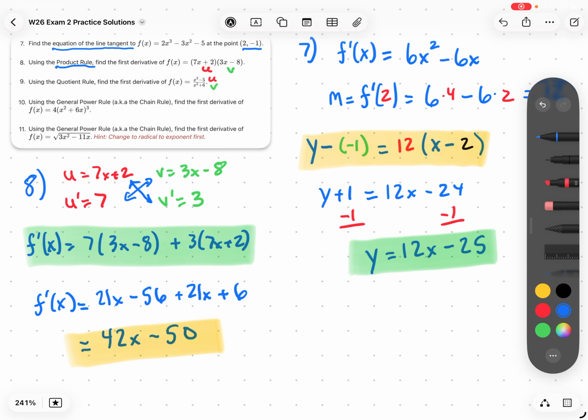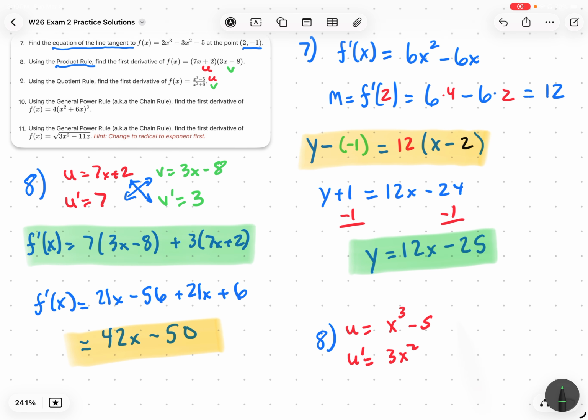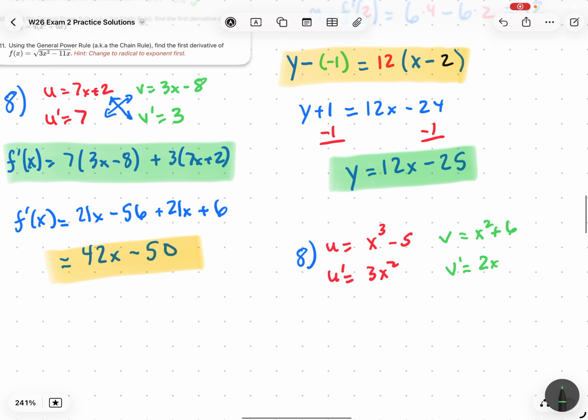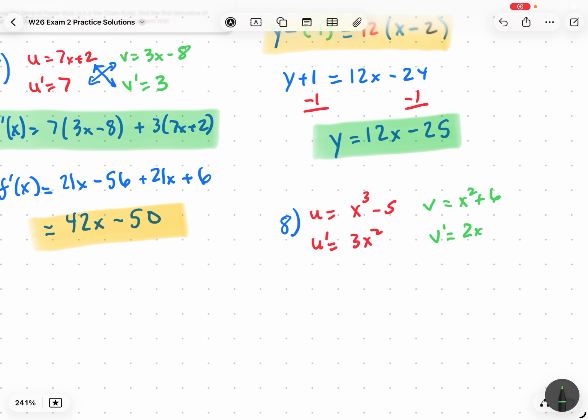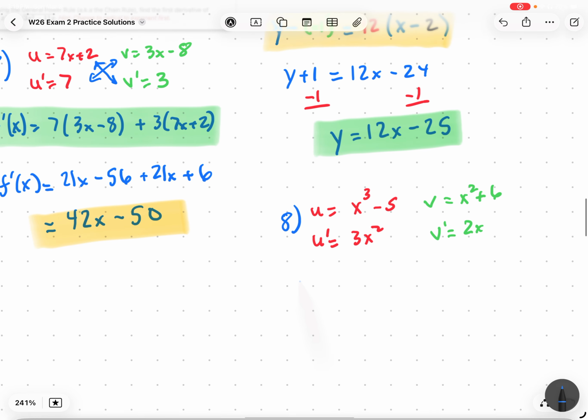So in our case, if I'm working on number 8 down here, my u is x cubed minus 5. And the derivative of that is 3x squared. And my v is x squared plus 6. And that means my v prime is 2x. And then your quotient rule, remember, is vu prime minus uv prime over v squared. And so I'm just going to use this little organization that I made here to start writing that out.